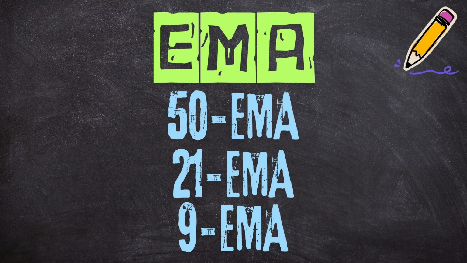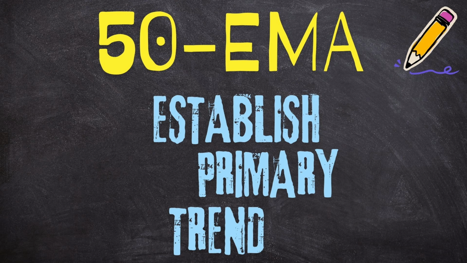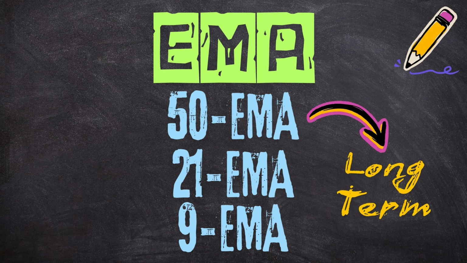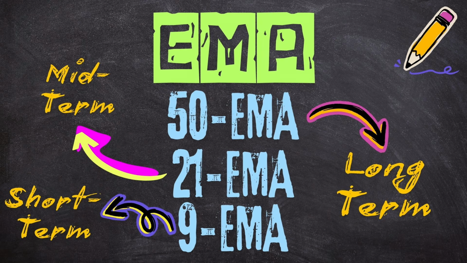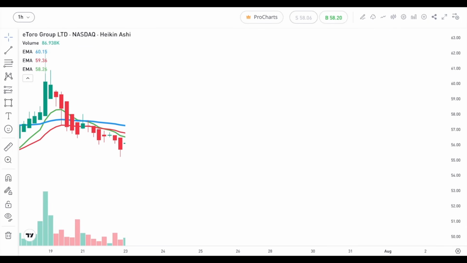But why should we use 3 different EMAs? The 50 EMA, which covers a much longer period, will be our primary trend filter and will help us identify if the price itself as a whole is in an uptrend or not. The 21 period EMA and 9 period EMA will then be our mid-term and short-term guides respectively. Now let's adjust the screen slightly to make them evident.